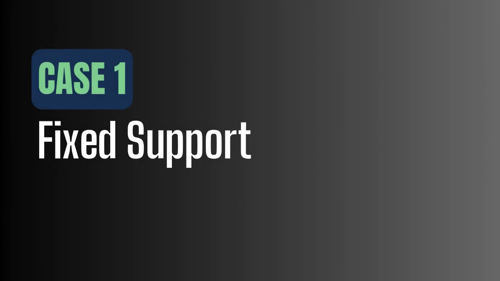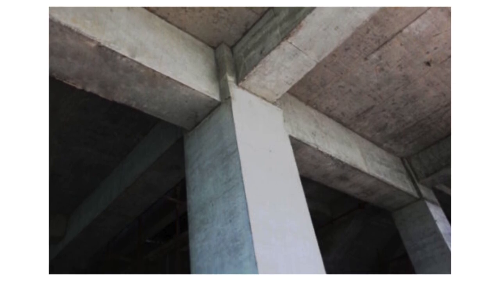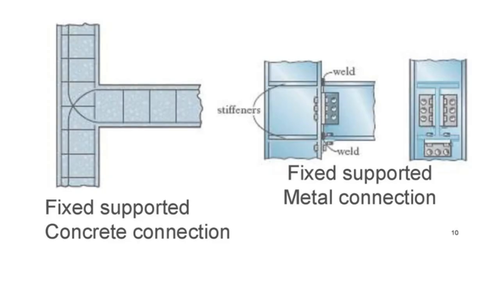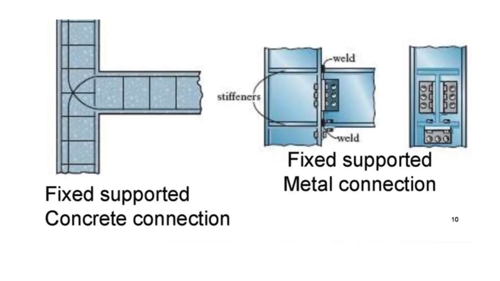Case 1. Fixed support. Let's give a fixed connection between beam and column and achieve fixed support. In the case of RCC construction, the beam can be constructed monolithically with the column. We perform concreting of column and beam together. Here, the beam-column connection acts as a single unit. This type of support is what we call fixed support.